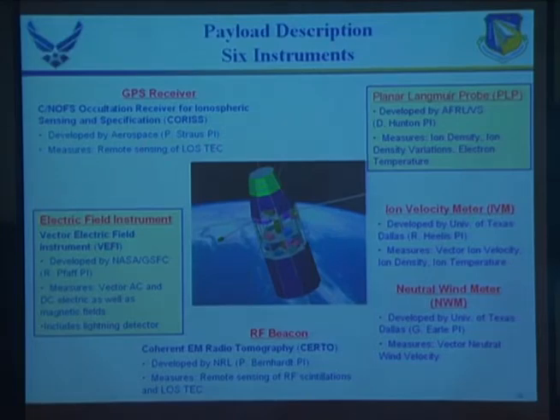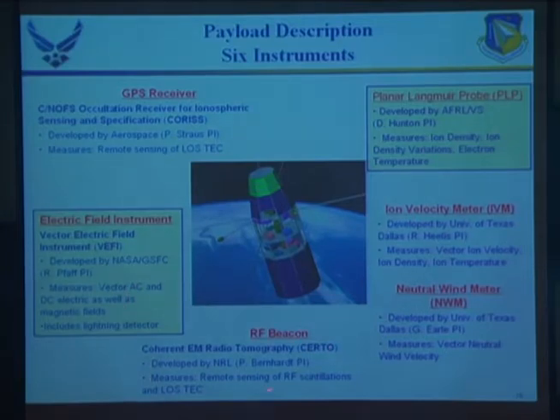We also have an electric field instrument with those enormous booms here on either side, done from NASA. Rob Pfaff is the PI, and it measures the electric field vector, the 3 dimensions. It measures the magnetic field, 3 dimensions, and it also includes a lightning detector.